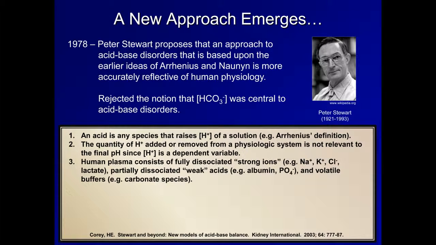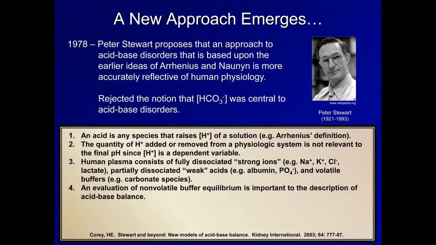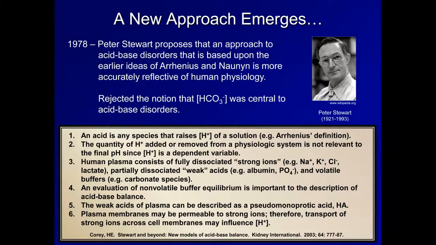Third, human plasma consists of fully dissociated strong ions such as sodium, potassium, chloride, and lactate, partially dissociated weak acids such as albumin and phosphate, and volatile buffers such as carbonate species. Fourth, an evaluation of non-volatile buffer equilibrium is important to the description of acid-base balance. Fifth, the weak acids of plasma can be described as a pseudo-monoprotonic acid HA. And finally, sixth, plasma membranes may be permeable to strong ions, and therefore transport of strong ions across cell membranes may influence hydrogen ion concentration.